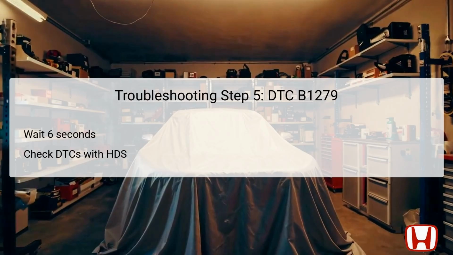After performing the previous operations, wait approximately 6 seconds before you check for DTCs again using the HDS. This pause is integral as it allows the Vehicle Electronic Control Unit, ECU, to process the new settings. By rescanning, you determine if DTC B1279 is still being recorded.